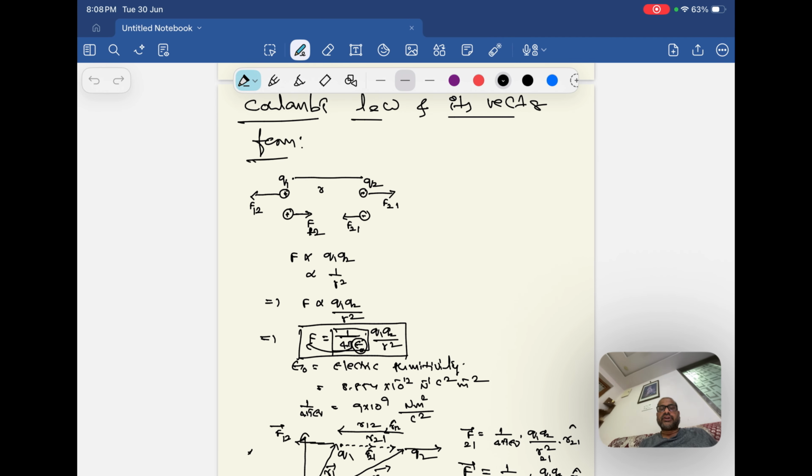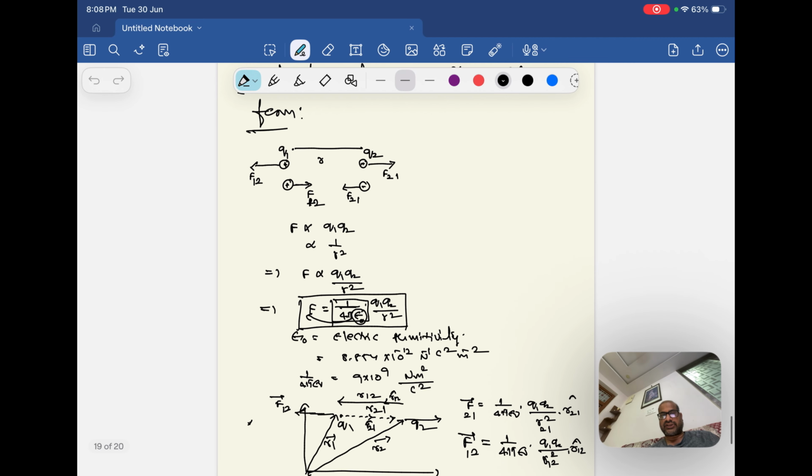Okay, students, today we'll talk about Coulomb's law in vector form. Say I have two charges Q1 and Q2. If I take both charges as positive, positive, what happens here? Both are positive, so this positive will repel this side, and this positive will repel this side.